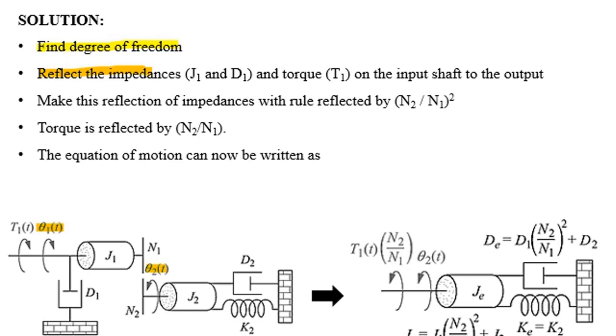In this problem, we have to find the transfer function theta 2 of s over T1 of s, the input torque. So we will reflect the impedances J1 and D1 present on the input side to the output side. For this reflection, we will multiply both impedances J1 and D1 by the teeth ratio squared, which is N2 over N1 whole squared. Now torque T1 will be reflected by multiplying by its ratio N2 over N1. This reflection of impedances and torque can be seen in the figure.